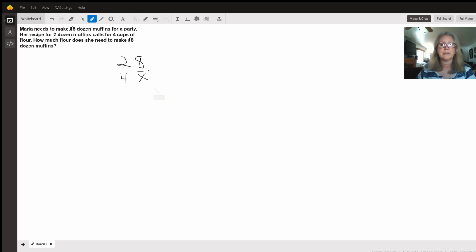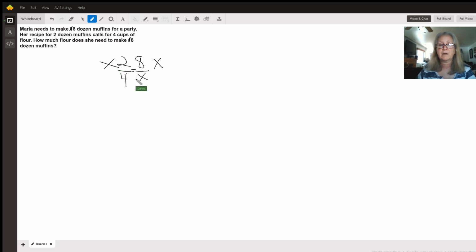Okay, so here's what we have to do. We have to get these numbers at the bottom to the top. Okay, so these are 2 fractions. And how we do that is we have to multiply each side by these numbers. And then we can cancel them out. Okay, so we're going to multiply each side by an X.